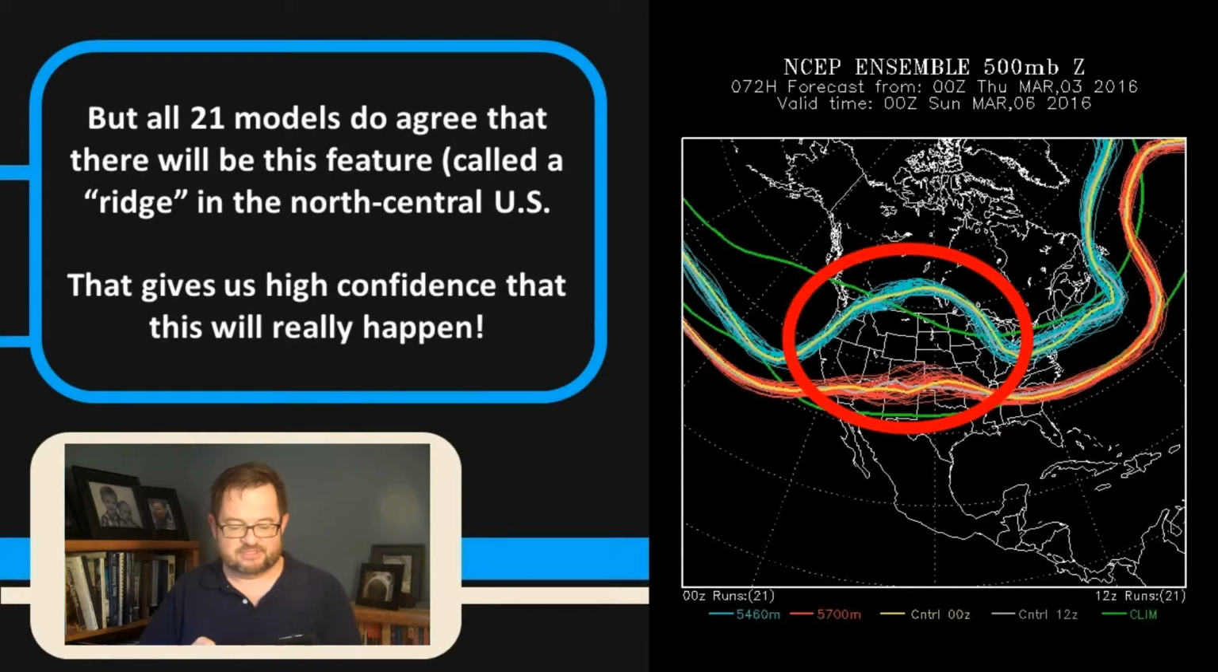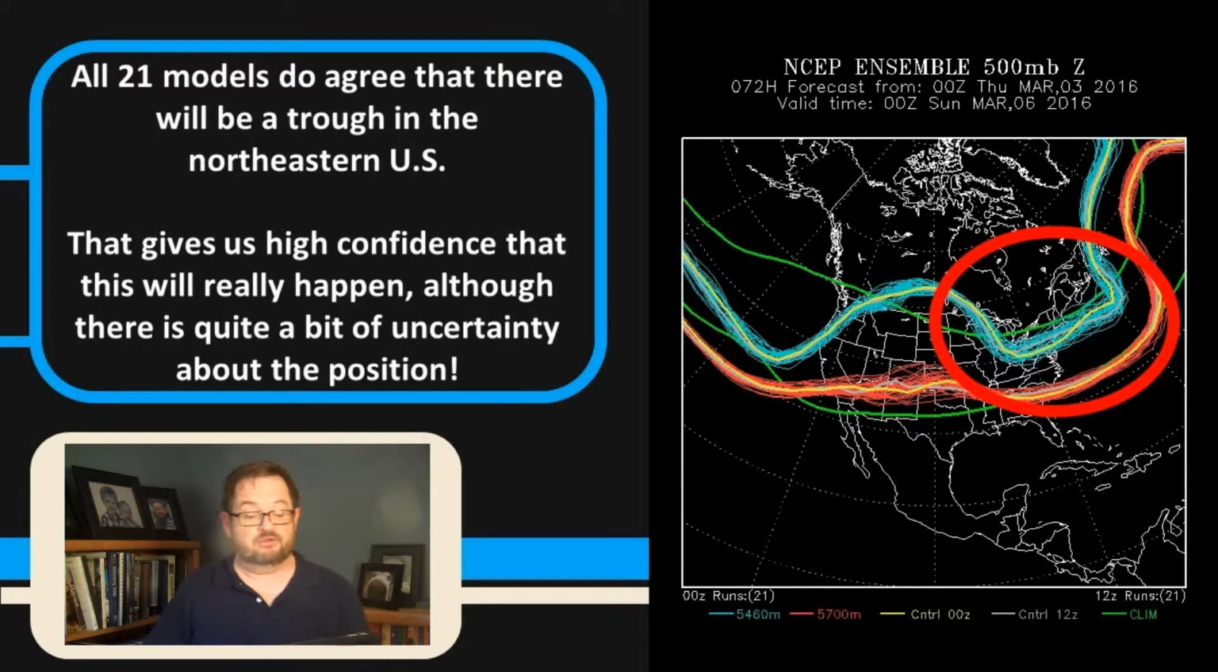They have slight differences in terms of exactly how far east and how far west and how far north and how far south. But by and large, they all agree that a ridge is forming. 72 hours out, all 21 versions of our model agree. And all 21 models agree that there's going to be this big old trough in the northeastern United States. Broadly, then, I have really good confidence.